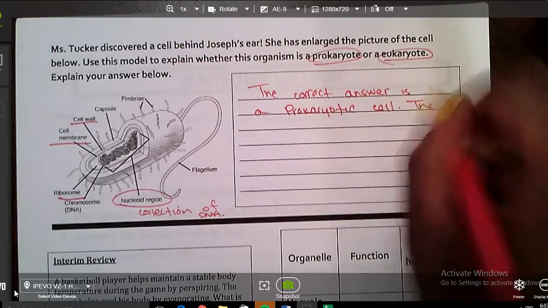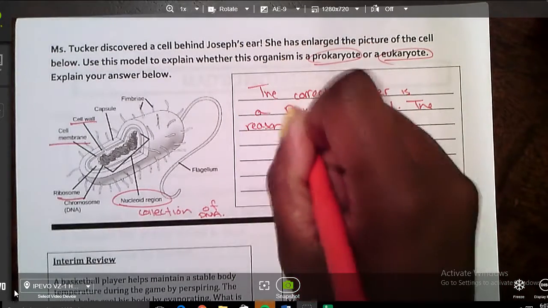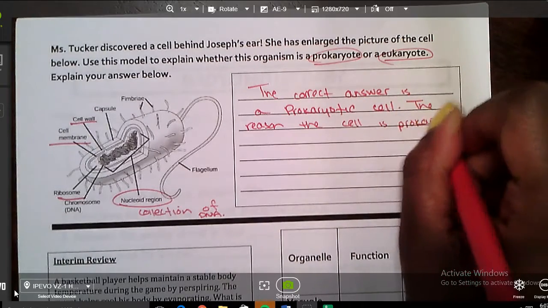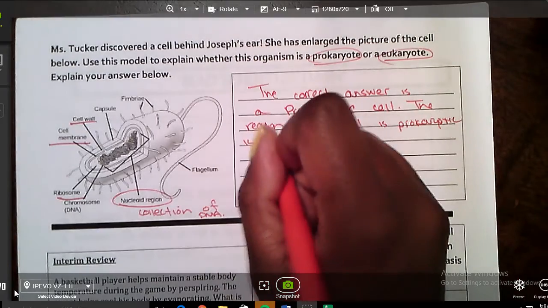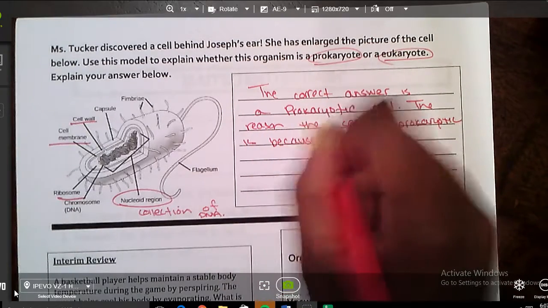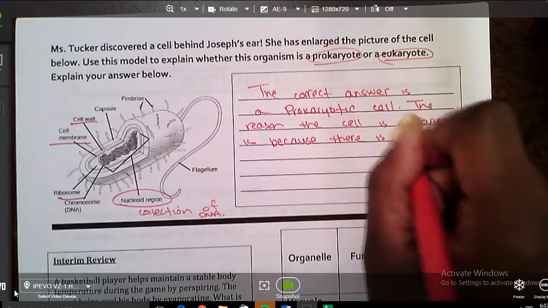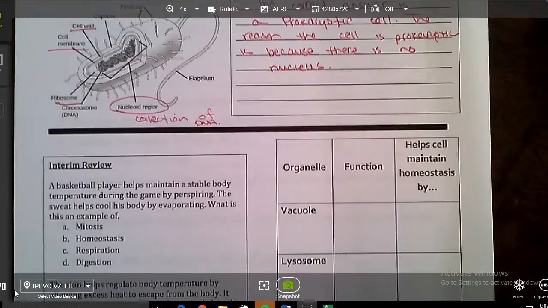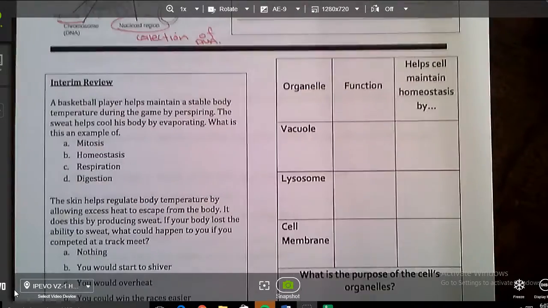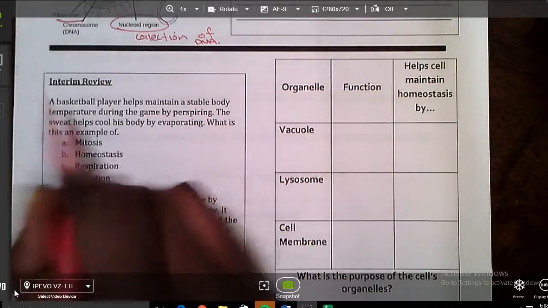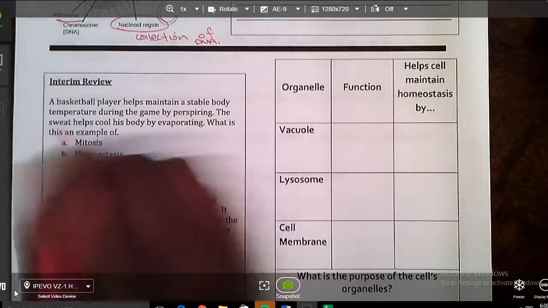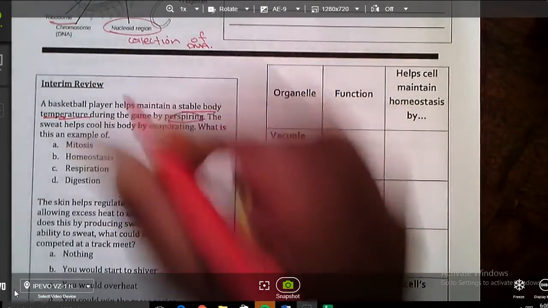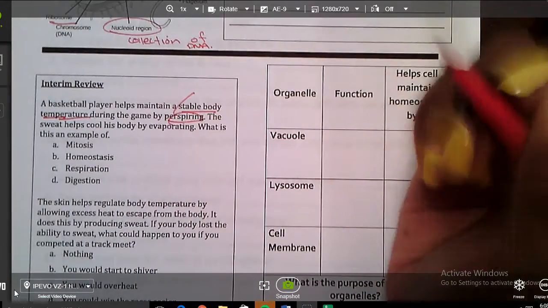So we're going to write the reason the cell is prokaryotic is because there is no nucleus. Awesome. We're going to jump down to our interim review. If you need to pause and go back to get that down, go ahead and do it. A basketball player helps maintain a stable body temperature during the game by perspiring. Perspiring means to sweat. Very good.